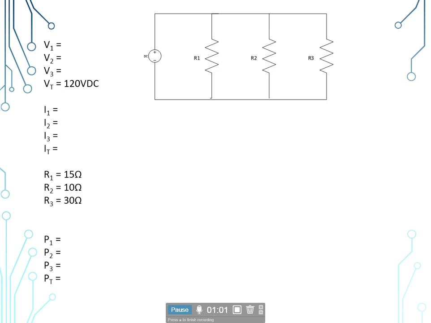The values that have been given to us for this circuit will be a total voltage of 120 volts DC, and our individual load resistances, our branch resistances in this case, R sub 1 is 15 ohms, R sub 2 is 10 ohms, R sub 3 is 30 ohms.